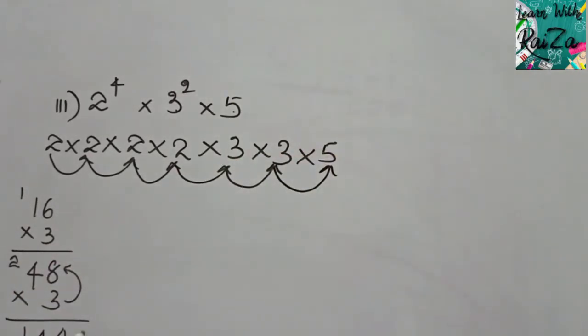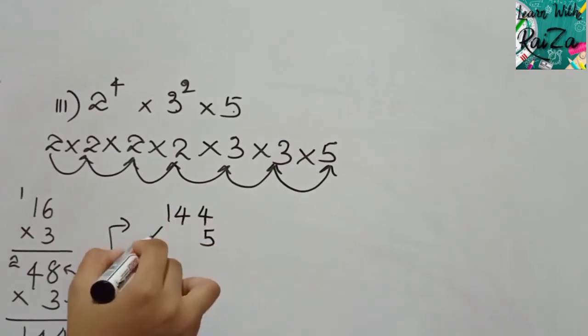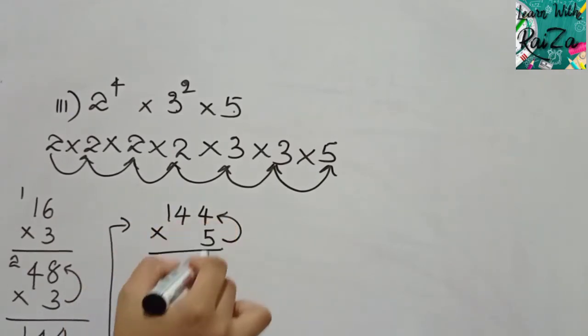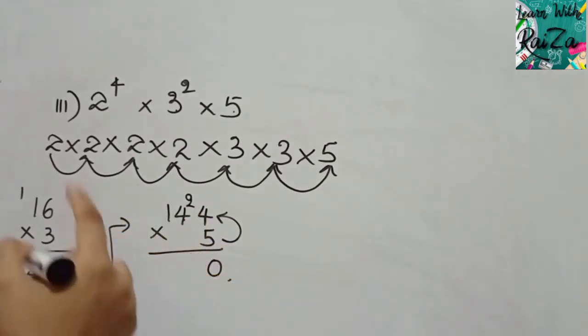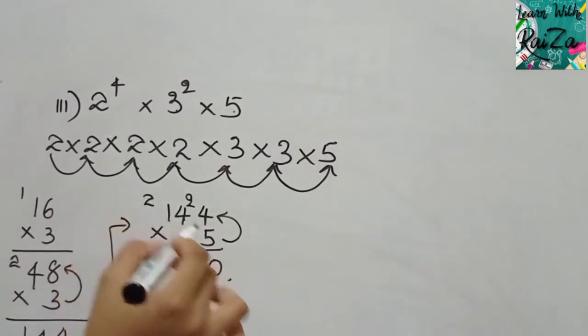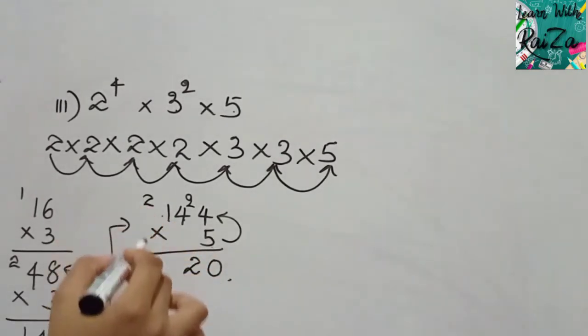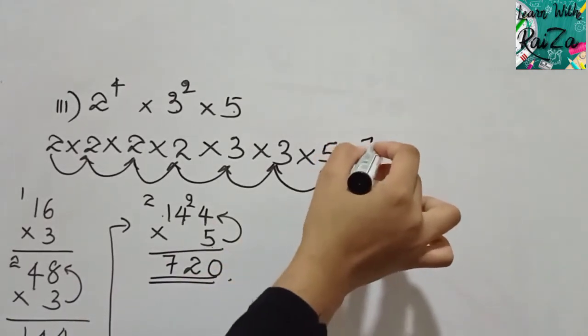So you can see that continuously it goes, 144 multiplied by 5. 5 times 4, 20. Last digit here, 2 here. 5 times 4, again 20. 20 plus remainder 2, 22. 5 times 1, 5. 5 plus 2, 7. Final answer is equal to 720.